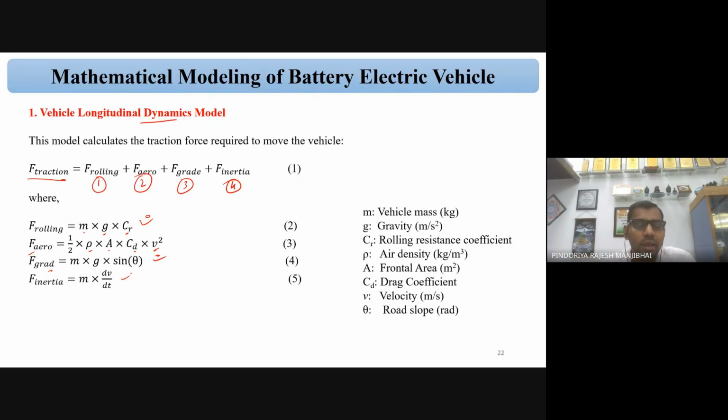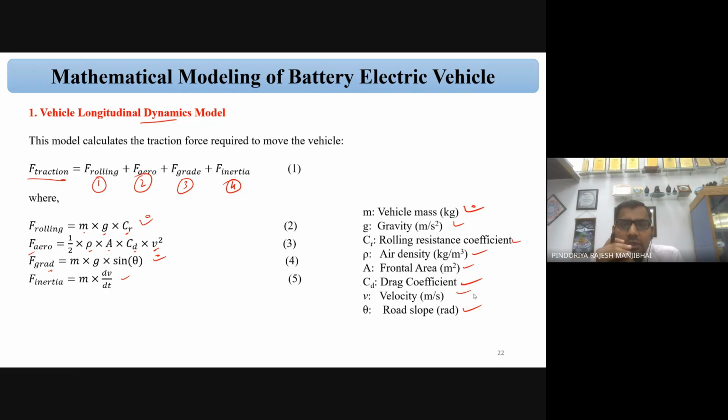And inertia is the mass m into dv by dt, that is the acceleration. Here m is the vehicle mass, unit kilogram; g is gravity, meter per second square; Cr is the rolling resistance coefficient, which is unitless; rho is the air density, kilogram per meter cube; A is the frontal area, meter square; Cd is the drag coefficient; V is the velocity, meter per second; and theta is the road slope, in radian, correct?